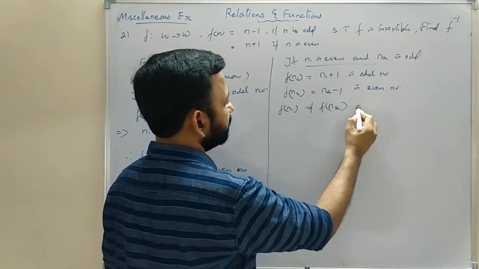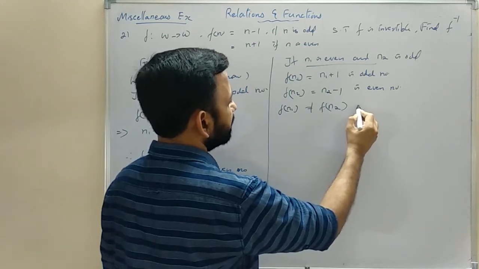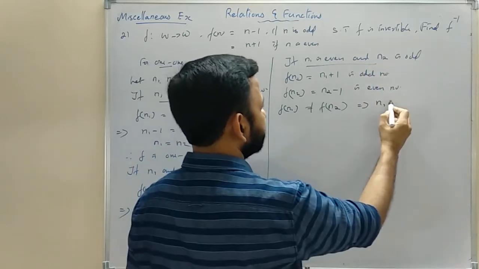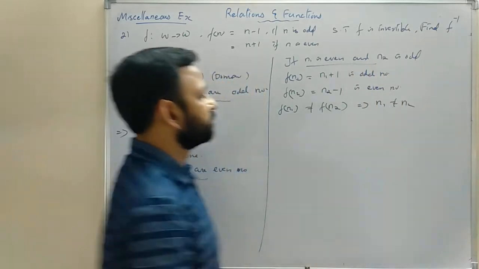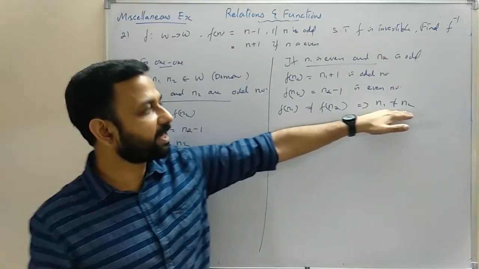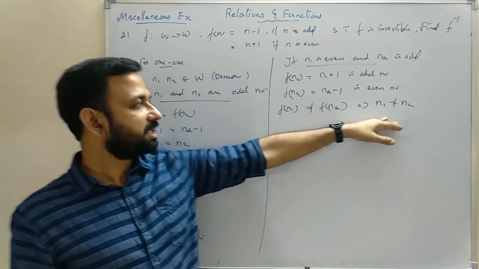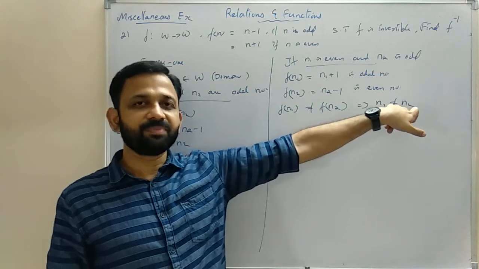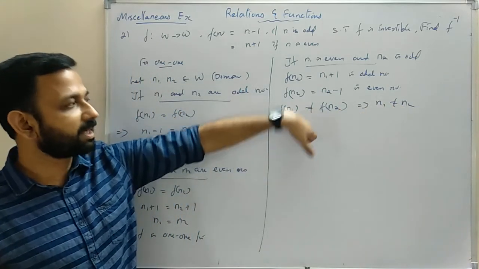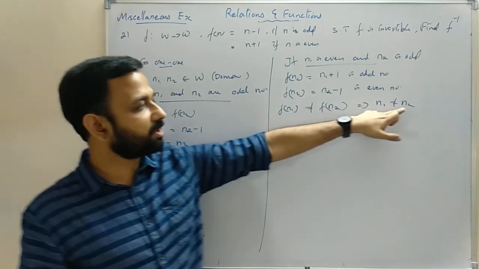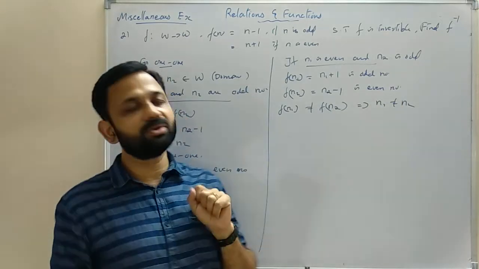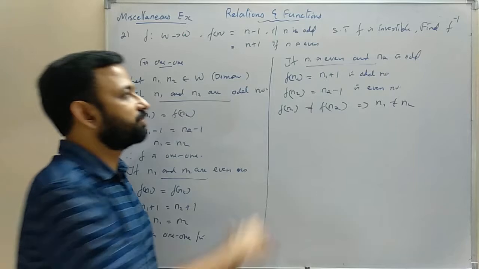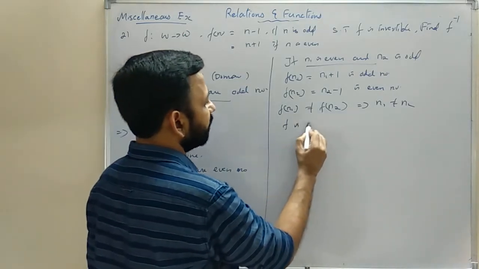f of n1 not equal to f of n2 implies n1 not equal to n2. So here n1 and n2 are two different elements, n1 an even number and n2 an odd number, and their images are an odd number and an even number. So n1 not equal to n2 gives f of n1 not equal to f of n2. Different elements got different images, so we can say that f is 1-1.